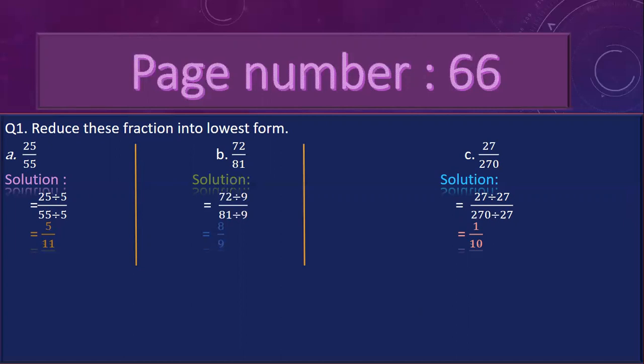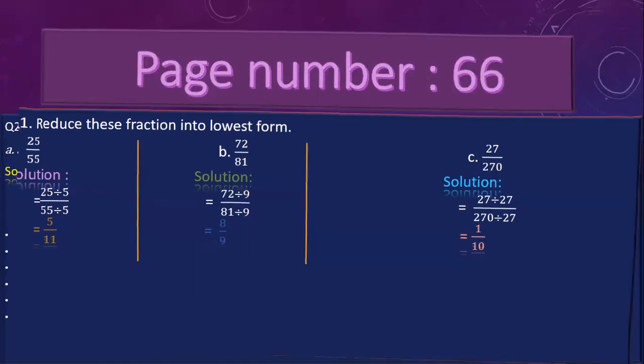Part C, 27 over 270. How easy this part is. 27 and 27 we can cancel, and 0 is left there. It means we can divide both the numerator and denominator with 27, and the left numerator and denominator will be 1 over 10. So the simplest form of 27 over 270, or the lowest term of 27 over 270, is 1 over 10. In question 1, these three parts are included.